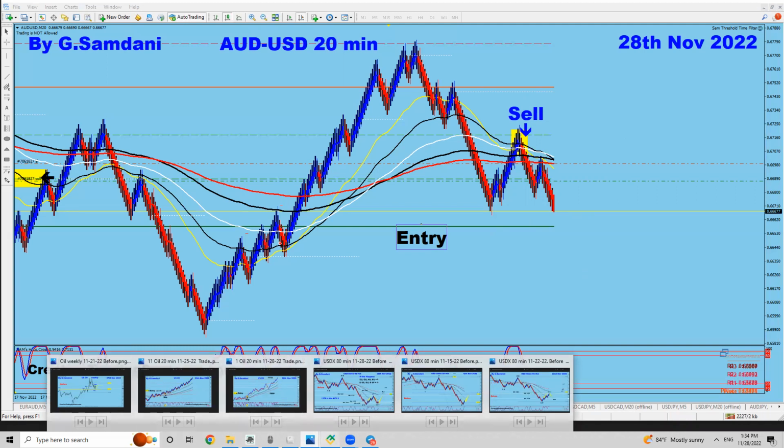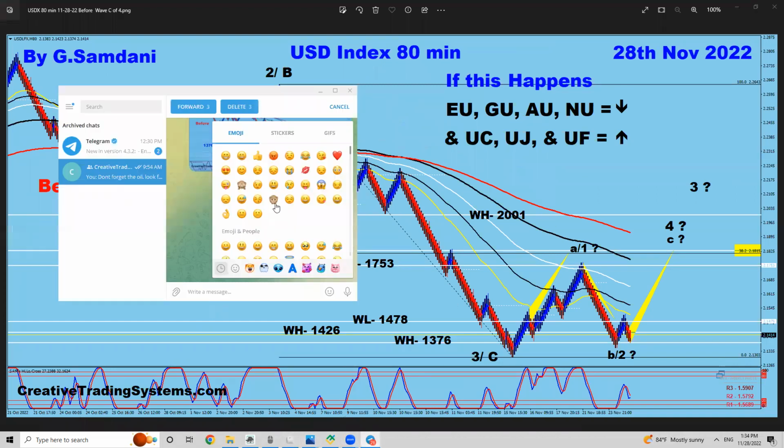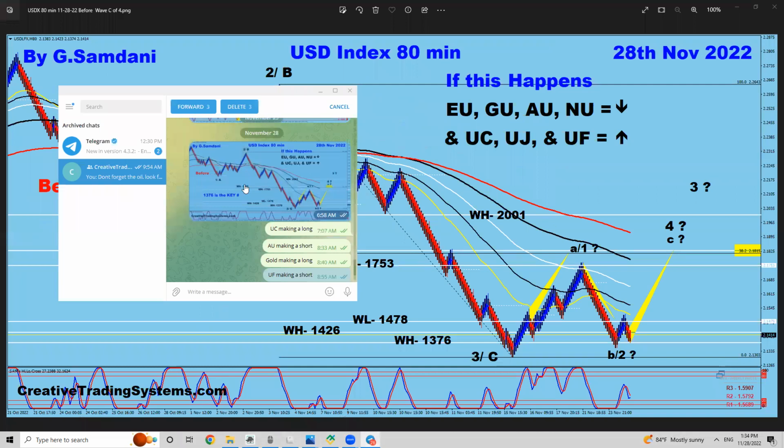Like, for example, these USD pairs, right? I have Aussie USD short and USD yen long. Why? Because of this chart. I made it and then I posted it. I even posted on the Telegram here. Let me show you. It's right there. See that? On the 28th, today, earlier, several hours ago. So I posted when the price was here, just above 1376. Look where it is now.